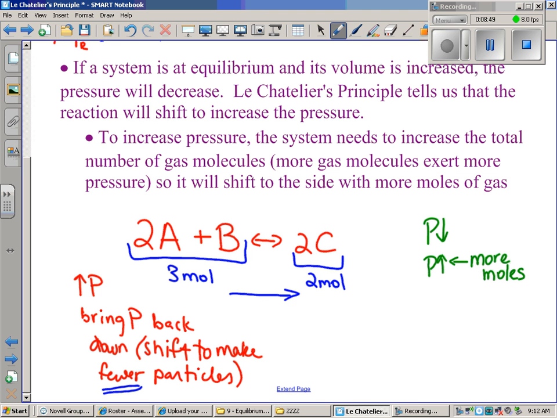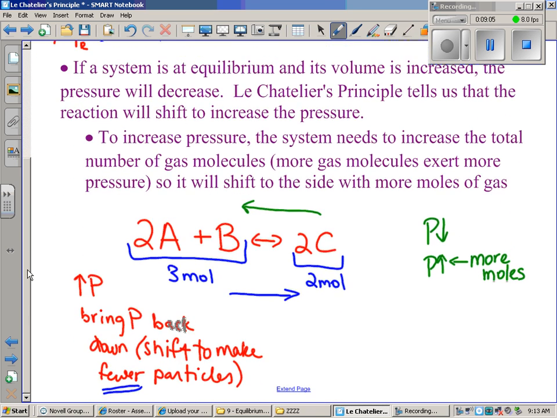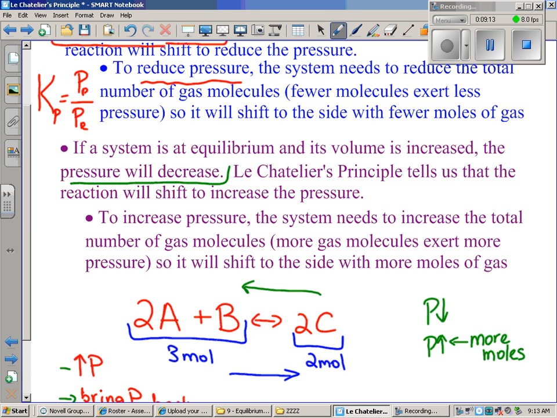Okay? So if the pressure is too low and we need to bring the pressure back up, then we're going to shift to the side with more moles. And you can see that again back up here, and in your notes we said that if the pressure was increased, it would want to decrease it, which was here. So pressure was increased means it wants to bring it back down, it shifts to the side with fewer moles. If the pressure is decreased, which is usually done through a change in volume, then the system wants to shift to bring that pressure back up, and the way it does that is to go to the side with more gas particles, shift to that side.